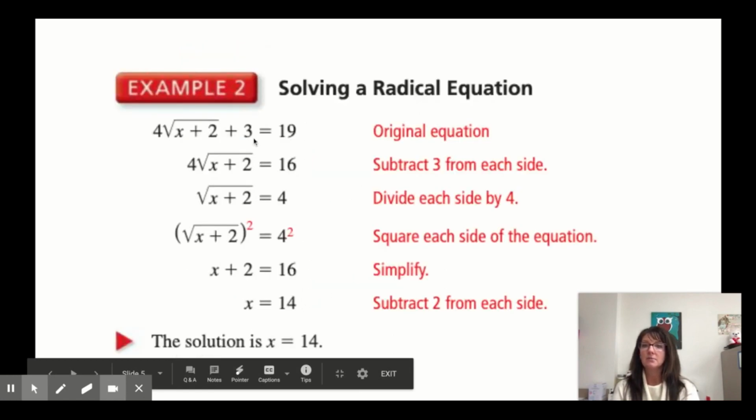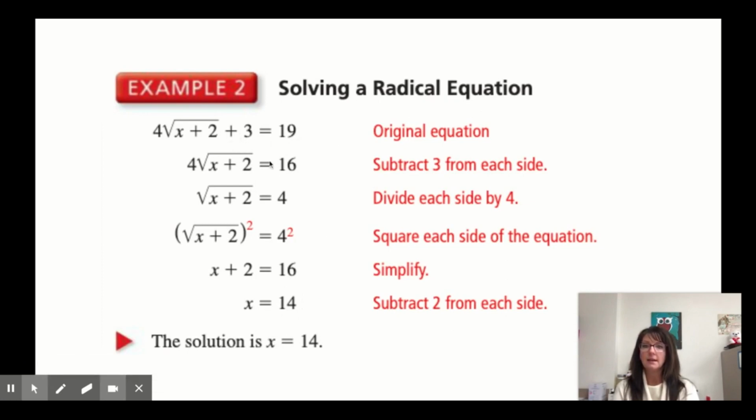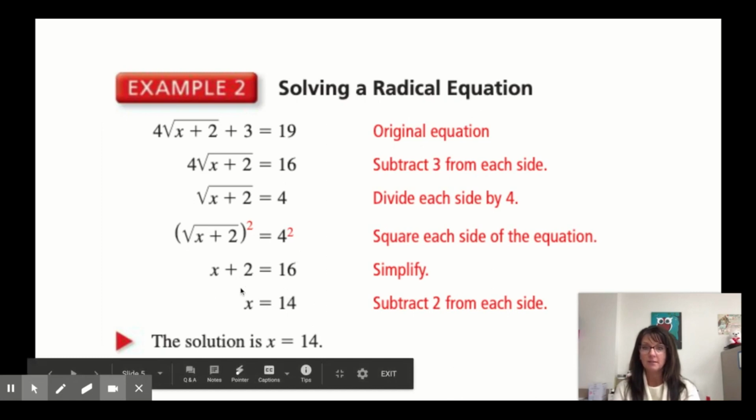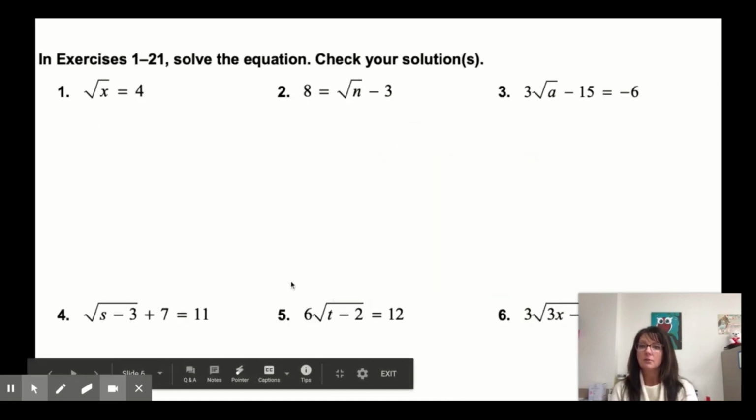All right. Sometimes we have to do a little bit more work. Like here, we would subtract 3 from both sides. Then we would divide both sides by 4 to get this radical expression. Squaring will give us x plus 2 is equal to 16, and then we still have one more step. We have to subtract the 2 from both sides. So let's give these a try.